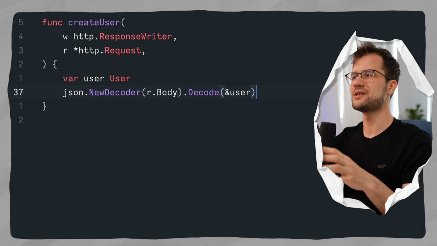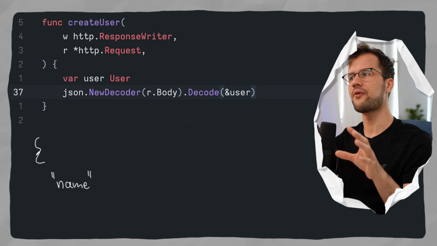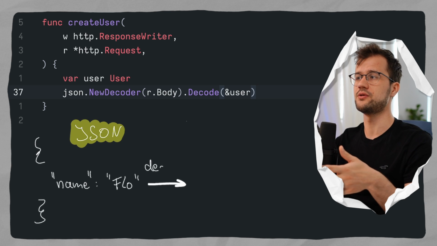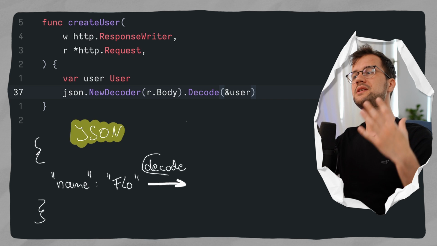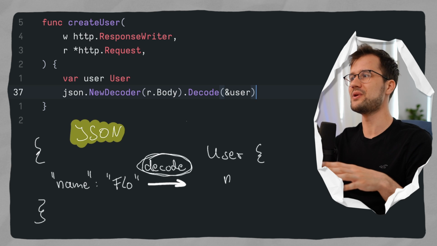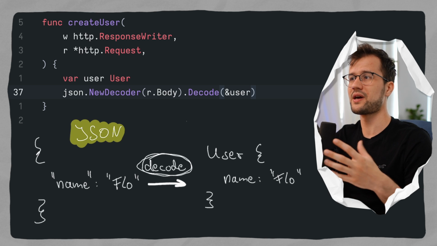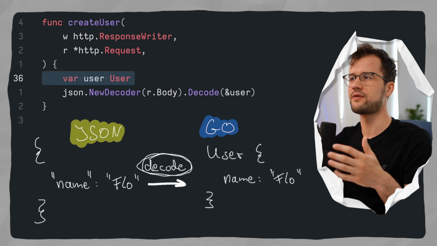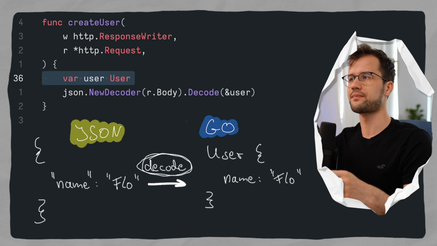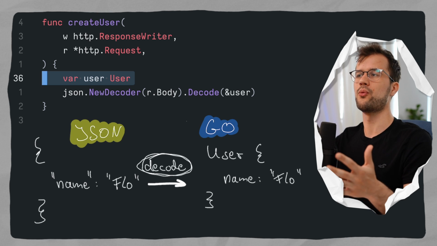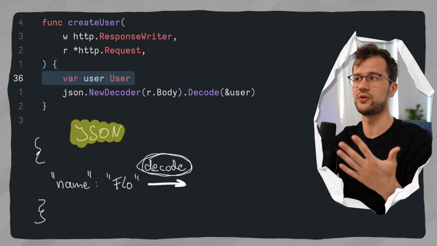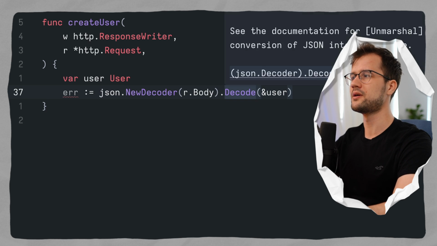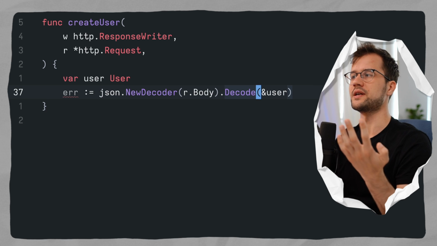And all it does is create a new decoder based off the body in the request, which contains the information of the user. And in the end, we are going to decode this information, which comes from the request, to our user. So that in the end, this user contains all of the information we've specified in our body. Now, obviously, this body has to match our user struct, and that's why we've also used the JSON tag here. So let's just use err, because obviously this can return an error. So for instance, there could be some decoding issues maybe.